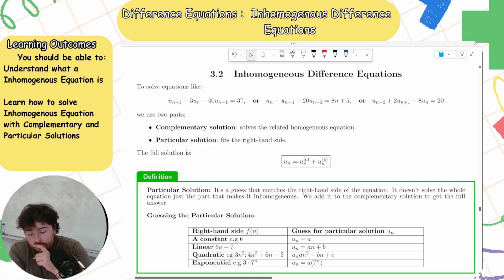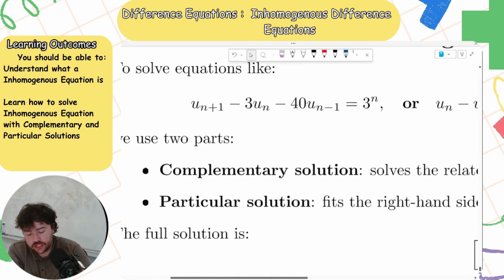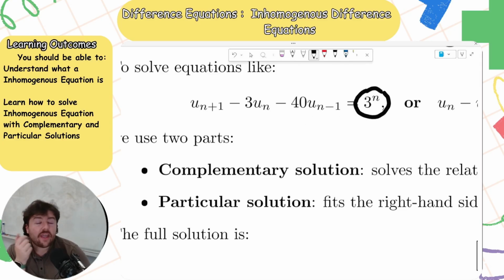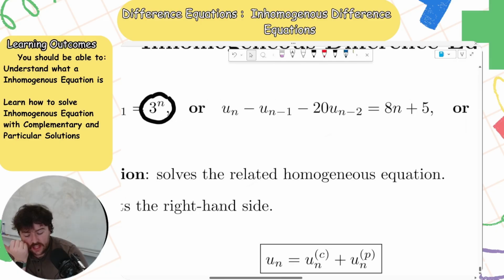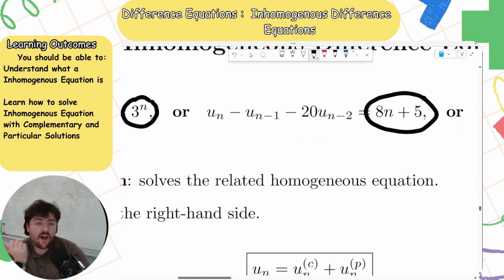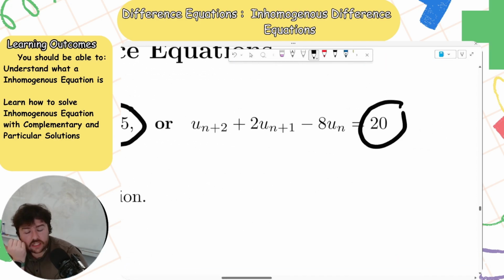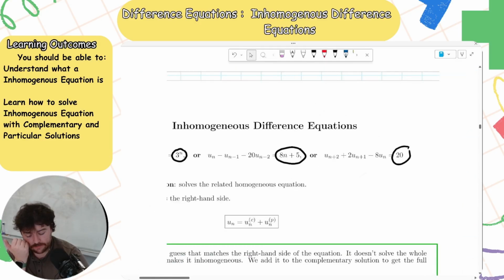So if you recall, an inhomogeneous difference equation is a difference equation that not only contains term values. For example, here, I have u_{n+1} minus 3u_n minus 40u_{n-1} equals 3 to the n. So I have a function of n here. This is what makes it inhomogeneous. Over here in this one, the 8n plus 5 is what makes it inhomogeneous, or even as simple as adding a constant term, that's what makes it inhomogeneous.